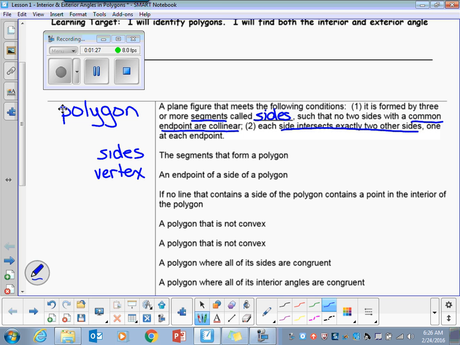We say that if no line that contains a side of a polygon goes into the interior of the polygon, it is convex. All right, so what does that mean? When I look at this quick sketch of a pentagon, if I extend the side, I do not go through the inside of the polygon. Same here. The third, I do not cross the inside. I do not cross the inside. I do not cross the inside. So this is a convex polygon.